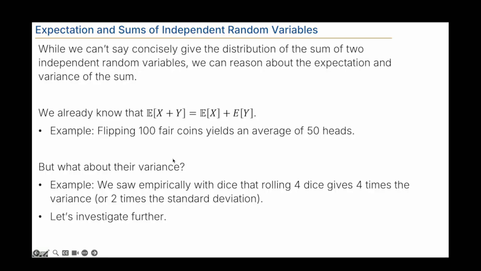But there's another question, which is what about their variance? Do we have linearity of variance? Like what happens with variance? Okay? Well, we saw empirically with dice that rolling 4 dice gives us 4 times the variance, or 2 times the standard deviation. So let's think about that a little more.